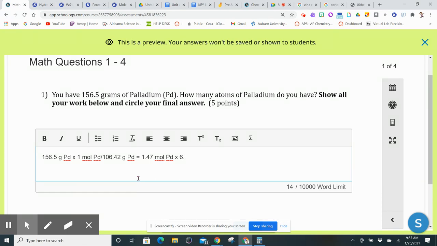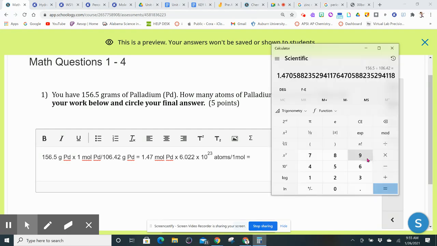6.022 times 10 to the 23rd atoms per mole. Okay, so now I have to take 1.47 and multiply it by 6.022 times 10 to the 23rd.